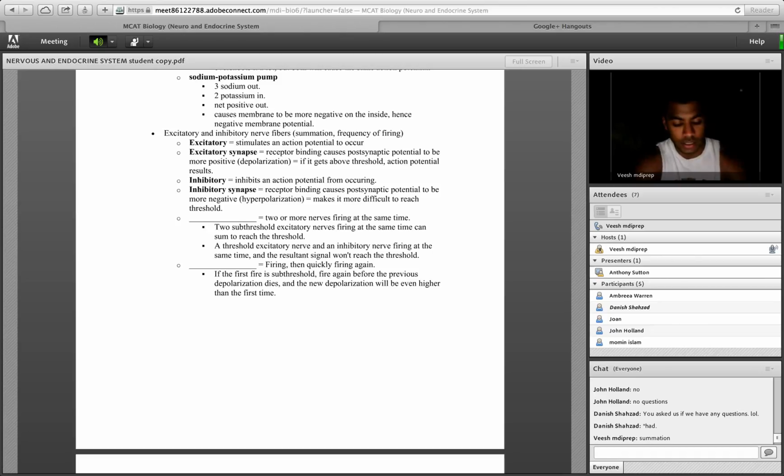The next thing is called frequency. It's intuitive what that word means. It's when you have firing and then quickly fire again, so a faster frequency. So if the first firing is sub-threshold and you fire again before the previous depolarization finishes in that graph, then the new depolarization will be higher than the first time. It might be high enough to reach the threshold and then cause an action potential to descend.